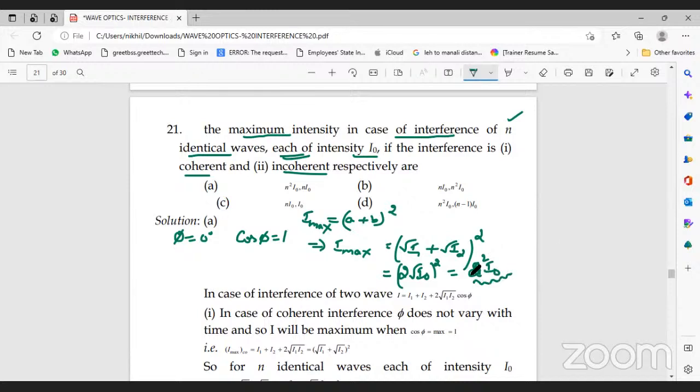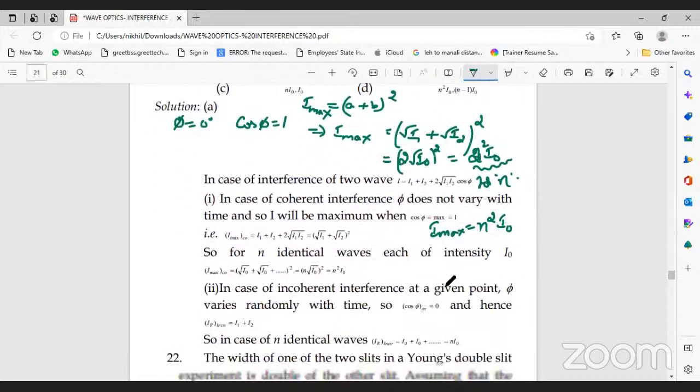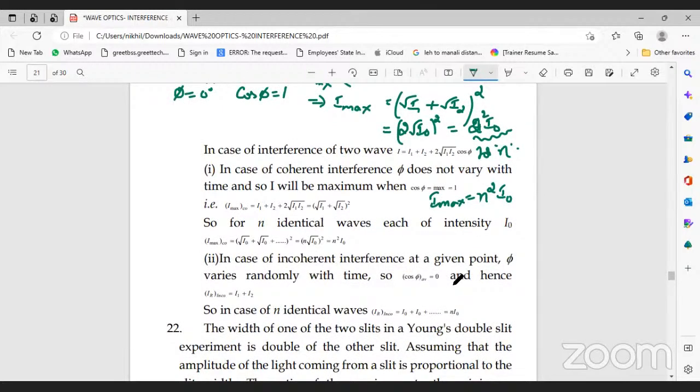This is only for 2 waves. For 2 waves it will be 2 squared. For n waves, what will be the maximum intensity? n squared times I naught. This is for coherent. Similarly, you can prove it for incoherent.